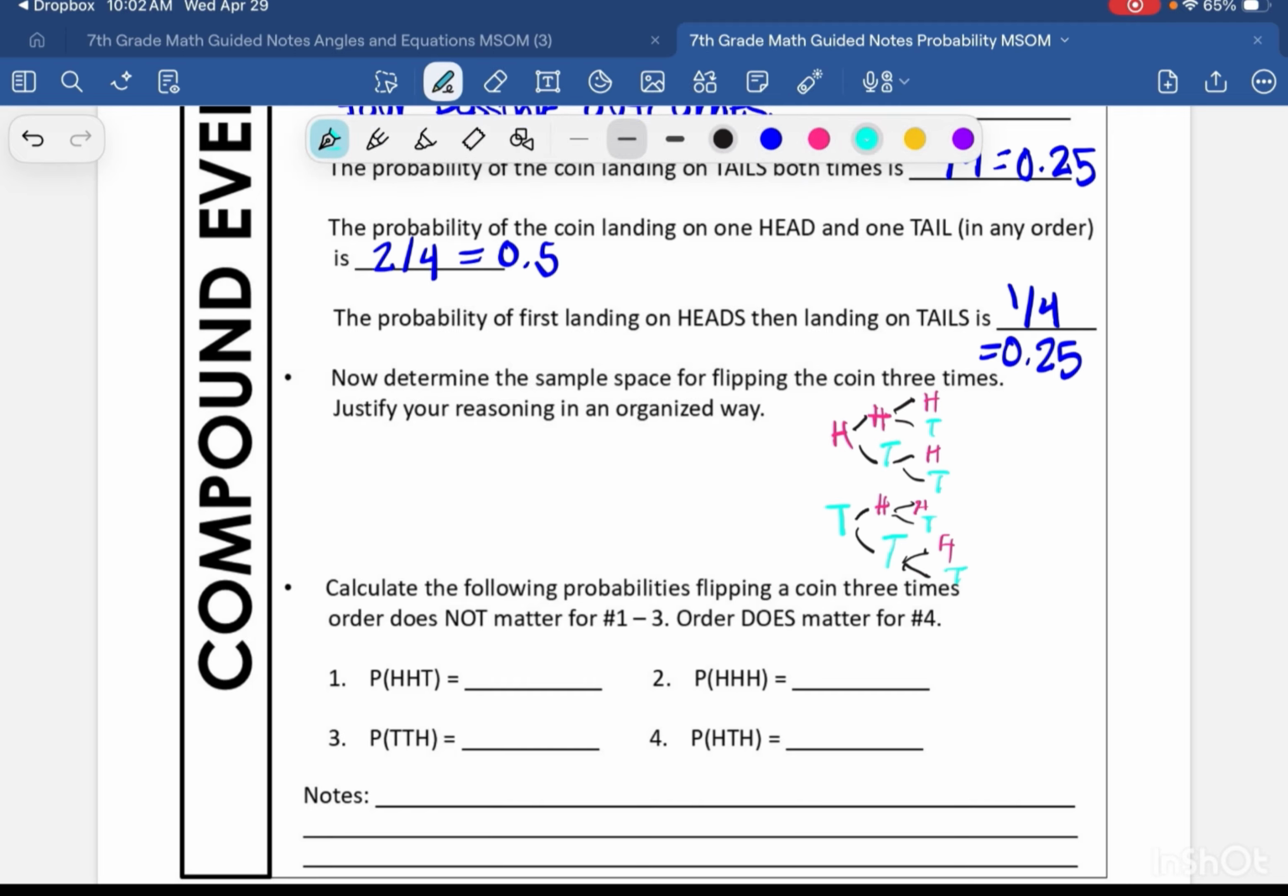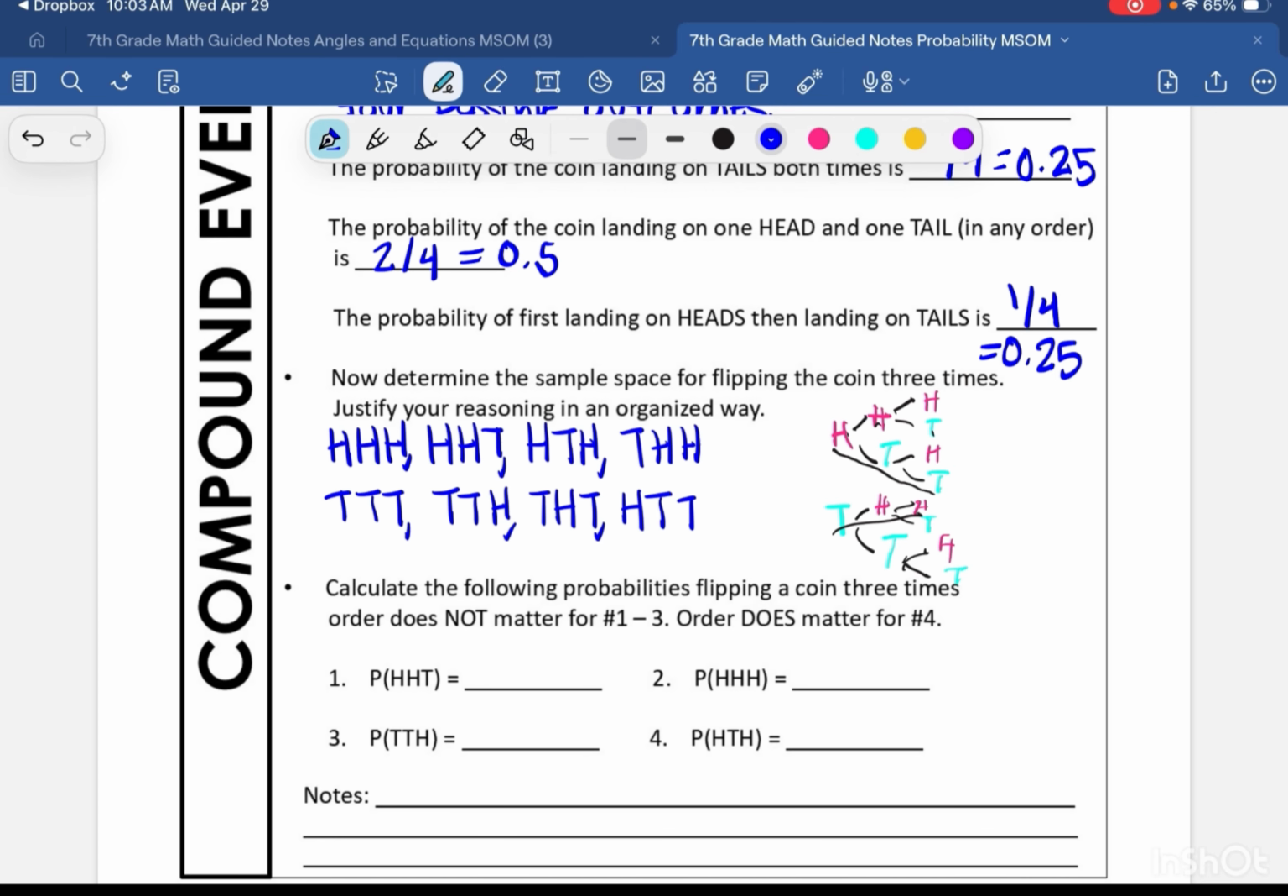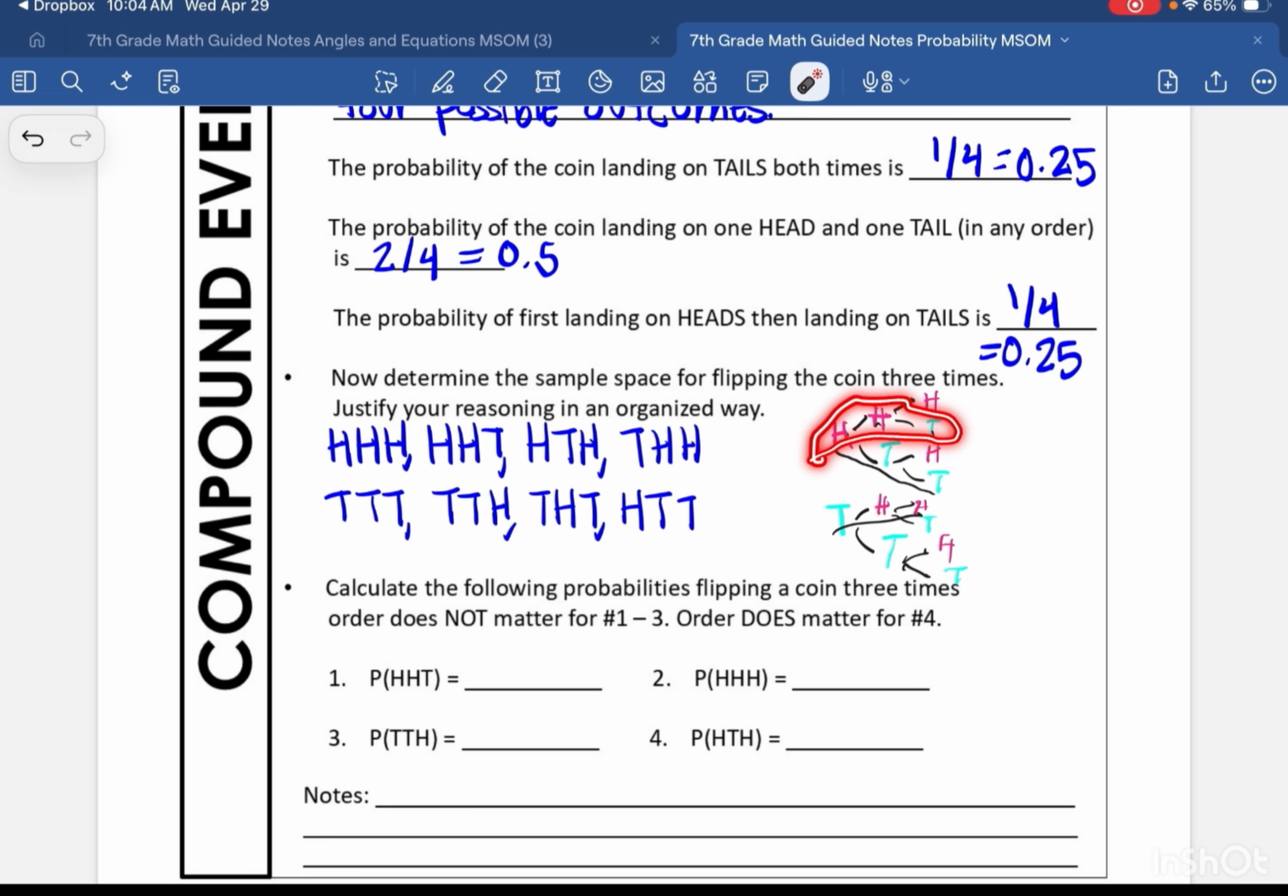Let's write down the sample space here following this diagram. The sample space comes from following the branches. So I have heads heads heads, heads heads tails, heads tails heads, heads tails tails, tails heads heads, tails heads tails, tails tails heads, and tails tails tails.